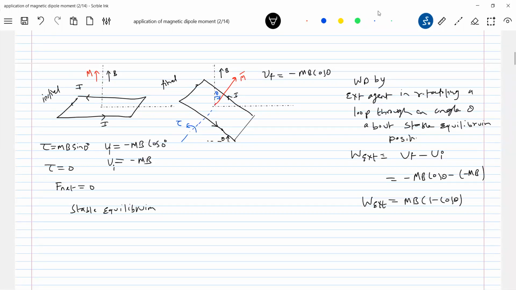Now I'll release it, and the torque will act here. When it comes back to the equilibrium position, the work done by the external agent gets converted into the rotational kinetic energy of the loop. So when it returns to the stable equilibrium position, the loop will have maximum angular velocity.